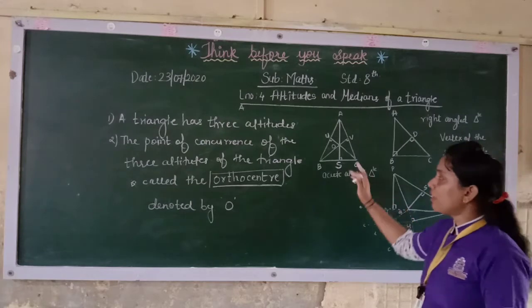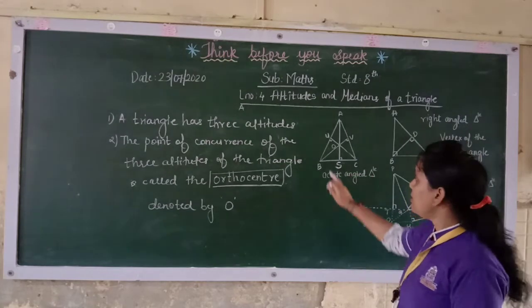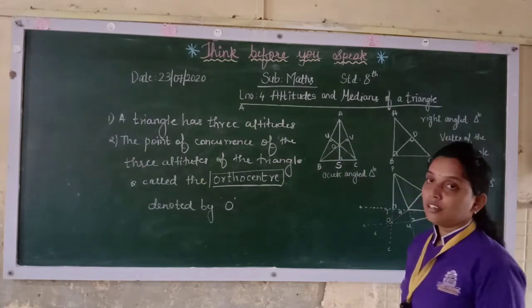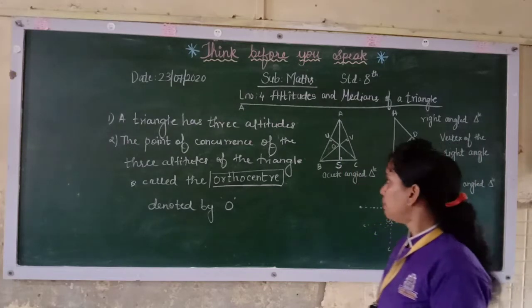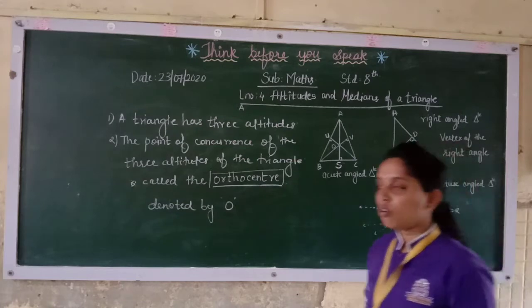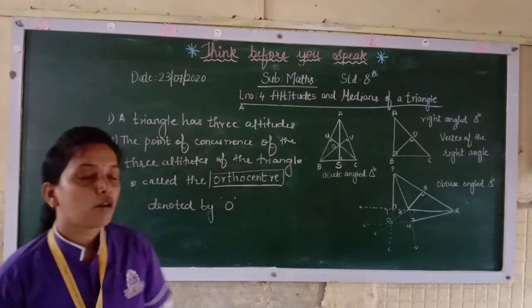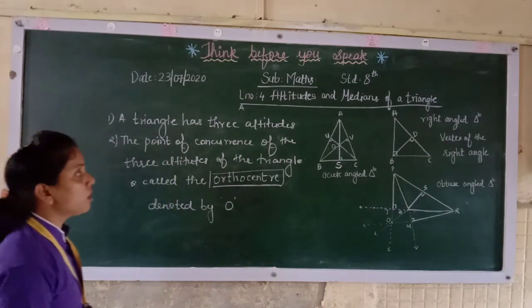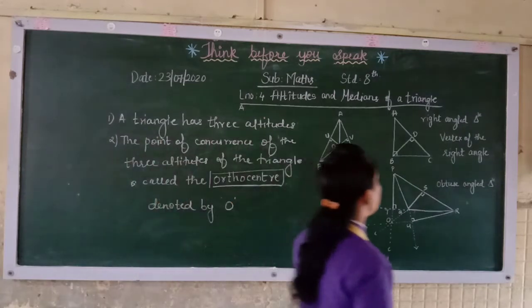Acute angle triangle will be less than 90 degrees. See these angles, these all are less than 90 degrees. For obtuse angle triangle, one of the angles will be more than 90 degrees. So that will be an obtuse angle triangle. Now if you consider over here, see this is a right angle triangle.